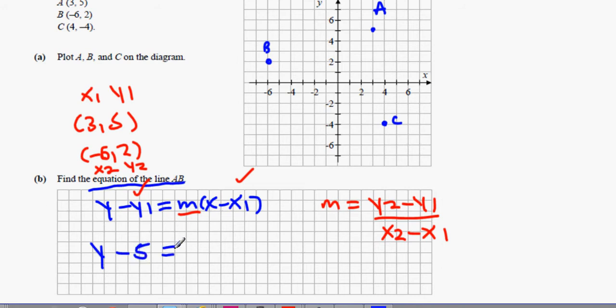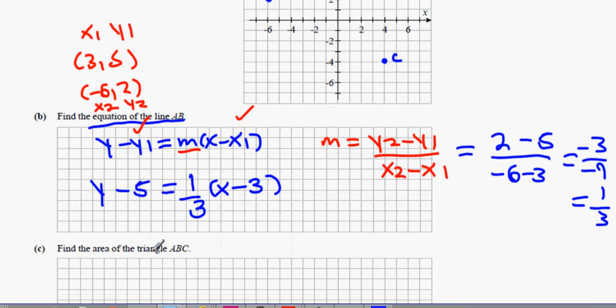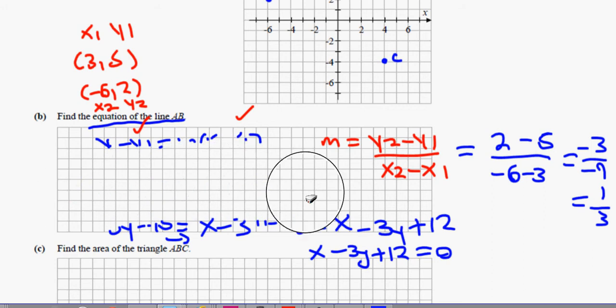Then we get y minus 5 equals m. We have to figure out what m is. So m is going to be y2, 2, minus y1, 5, divided by minus 6 minus 3, which is going to be minus 3 over minus 9. You put that in the calculator and you get a third. So it's going to be a third into x minus x1, which is 3. Cross multiply up by 3, and we're going to get 3y minus 15 equals x minus 3. Bring the 15 and the x over the other side, so we're going to get 0 equals x minus 3y, minus 3 plus 15, which is going to be plus 12. And so our equation of the line, if you turn that around, is x minus 3y plus 12 equals 0.